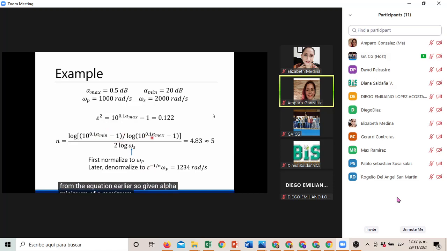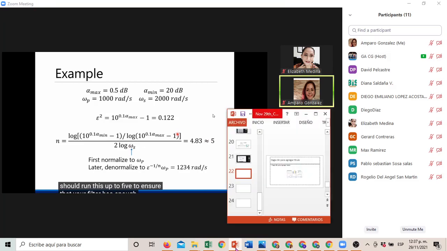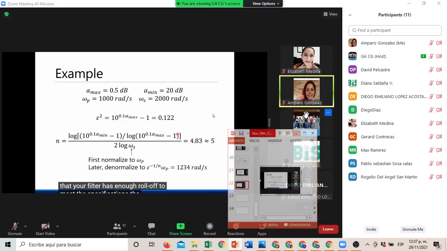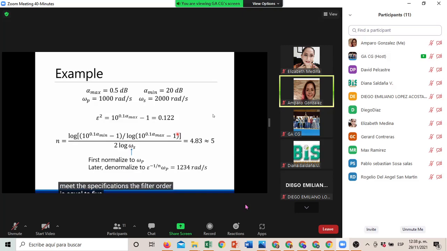So given alpha minimum, alpha maximum, and omega s, first normalize it to some normalizing frequency omega p. So later we will denormalize that by some epsilon raised to negative 1 over n to convert our filter into a Butterworth filter. So the filter order is 4.83, which is rounded up to 5. If it's 4.01, you should still round this up to 5 to ensure that your filter has enough roll-off to meet the specifications. So the filter order is equal to 5.